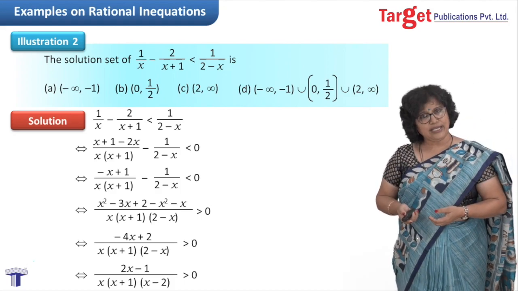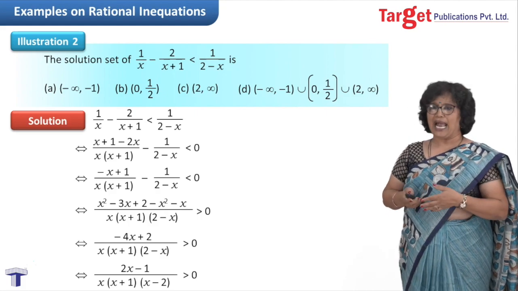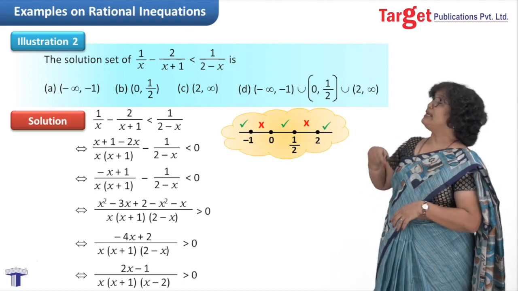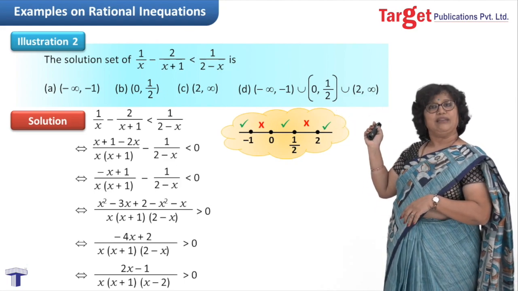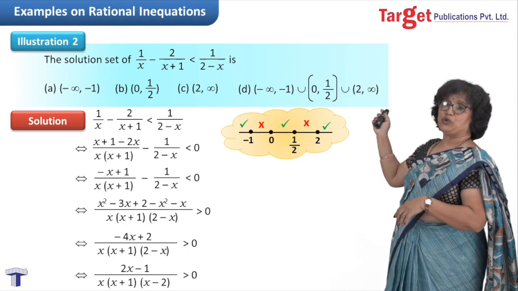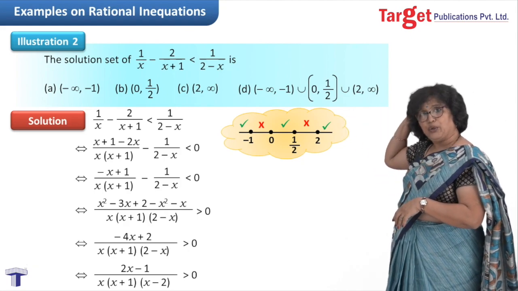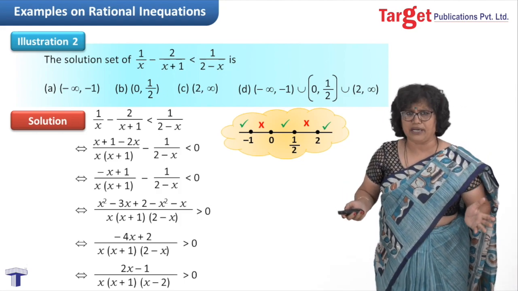So critical points are 0, minus 1 and 2. I mark it on the number line. By marking, what has happened? That minus infinity to minus 1, one subinterval. Then minus 1 to 0 I have. Then 0 to half I have. Half to 2 and then 2 to infinity. So I have lots of subintervals.